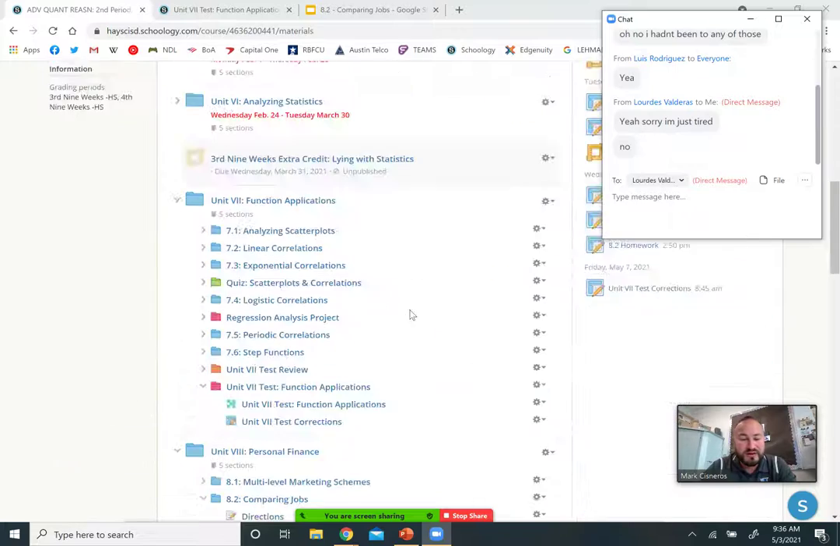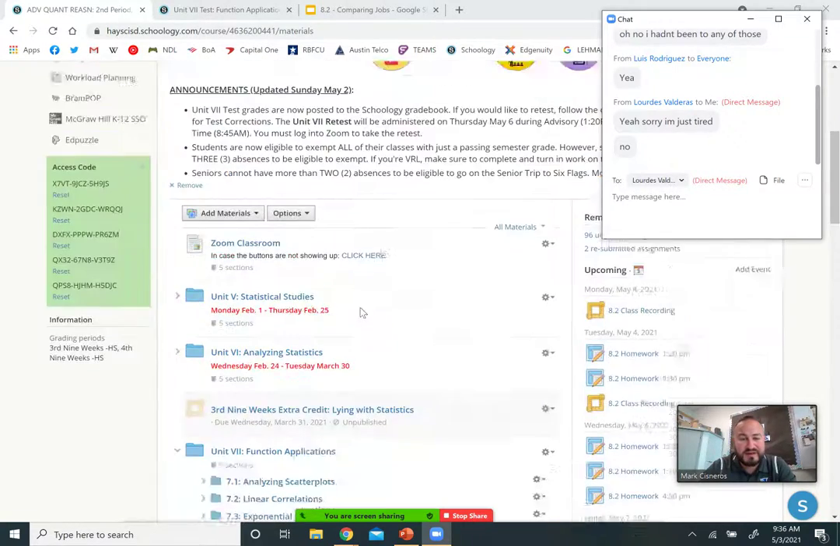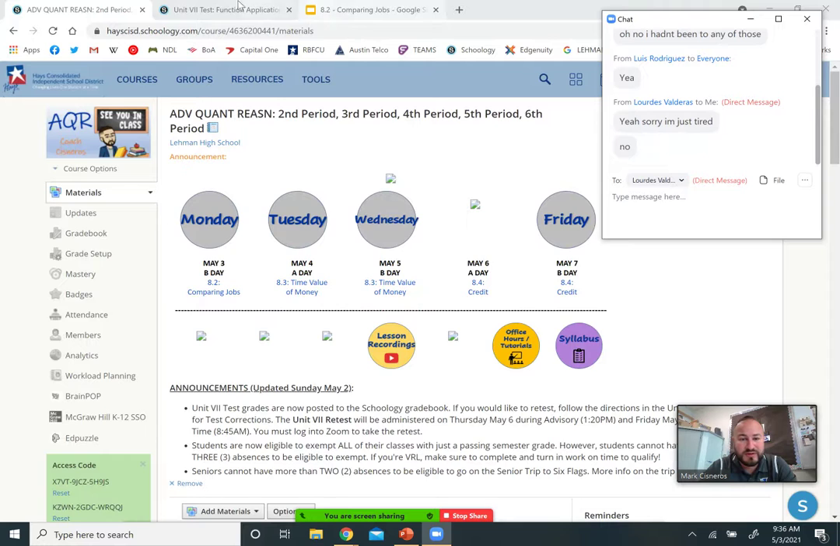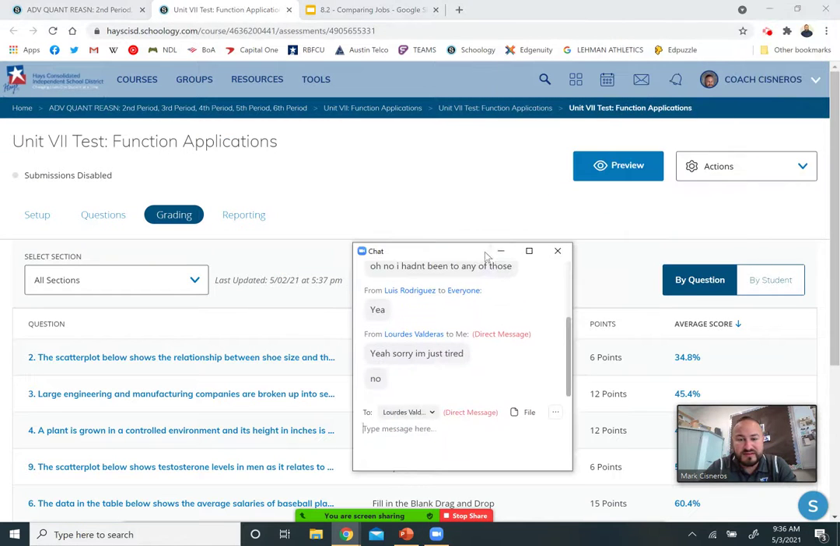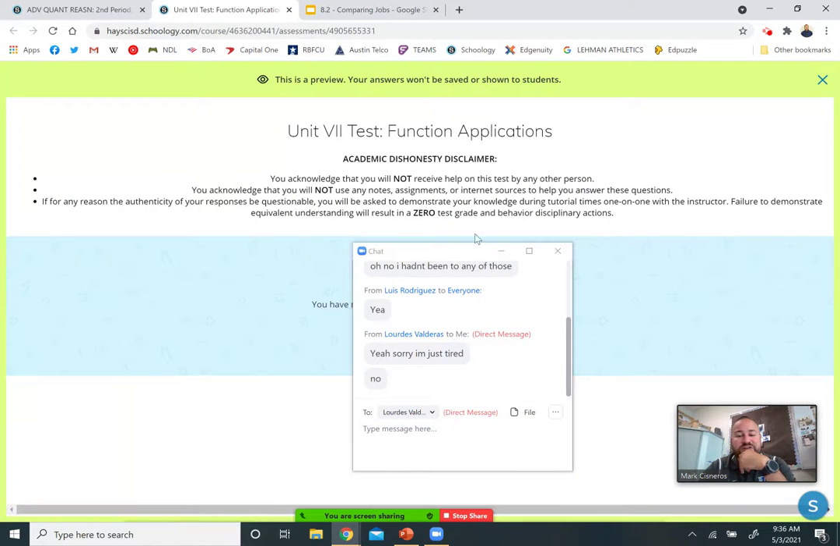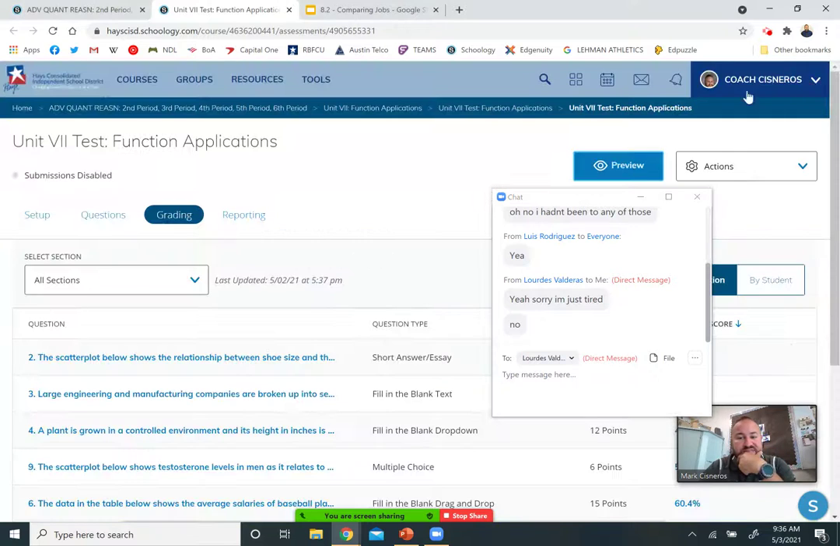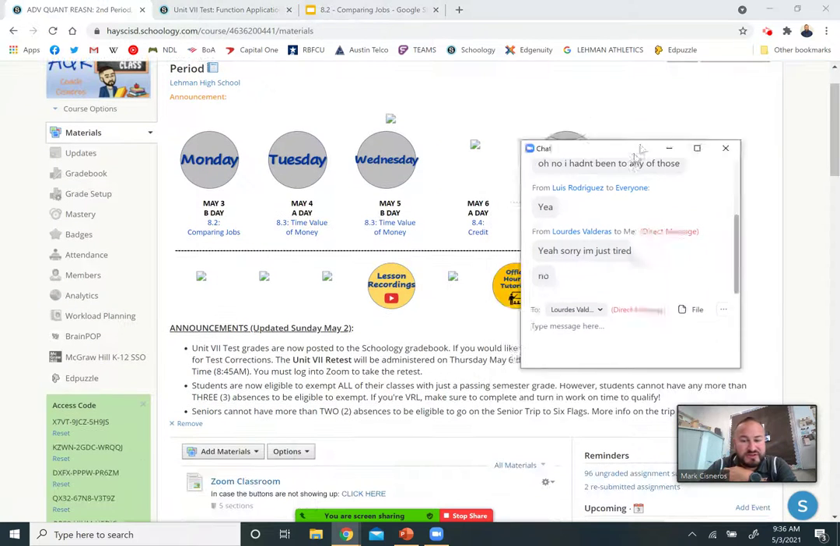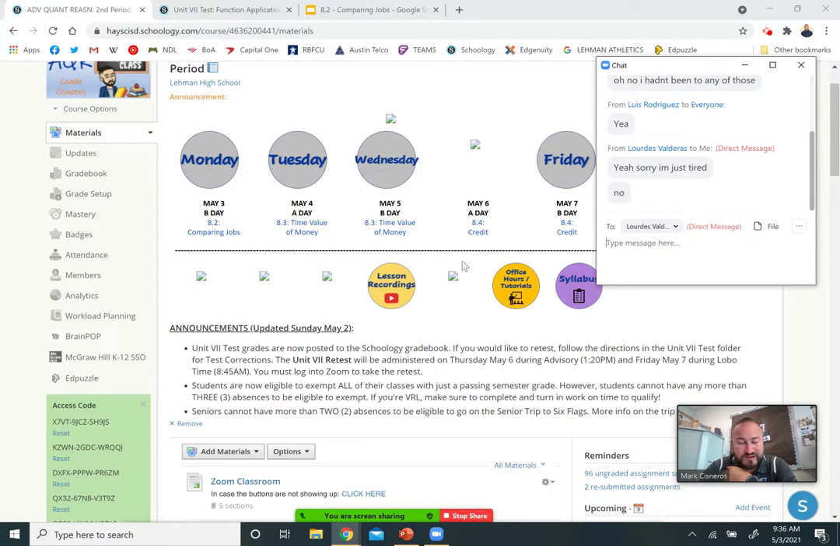Class, if you go into your test, you can see the correct answers and your answers now with the grade. So let's take a few minutes to go over the answers. You might want to jot some notes down or make some mental notes for corrections, because if you want to retake your test, you need to do test corrections. Very simple, because there weren't very many problems on the test. Submit your test corrections, and the retest is going to be on Thursday, May 6th during advisor.